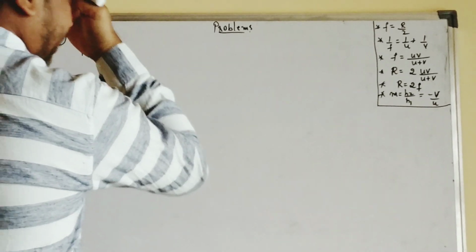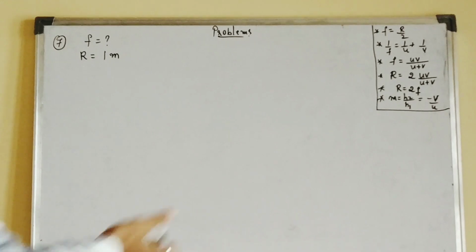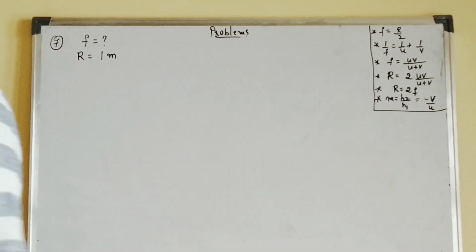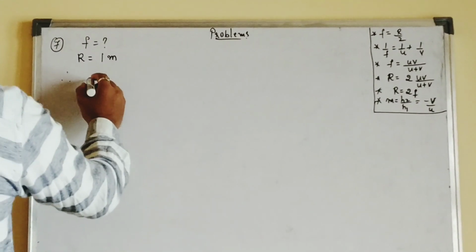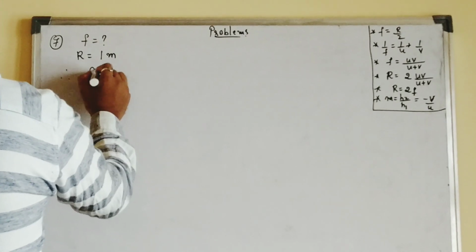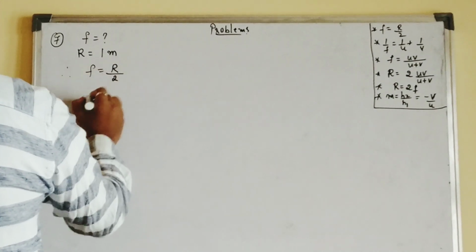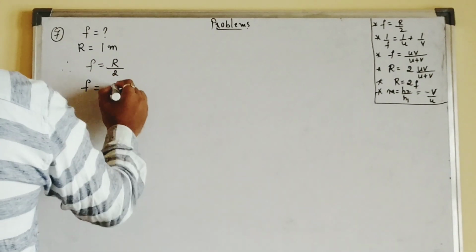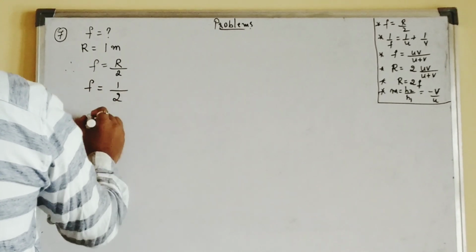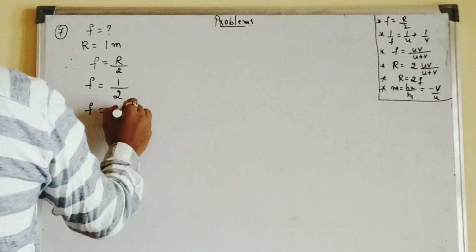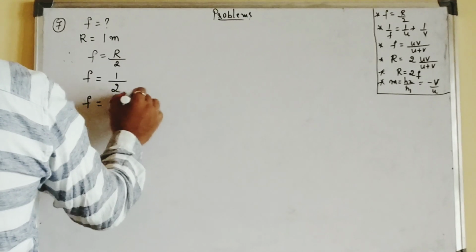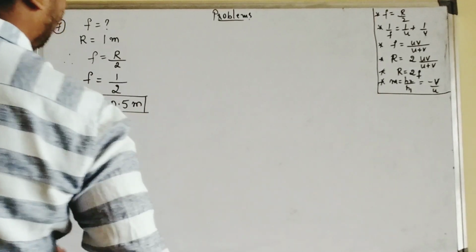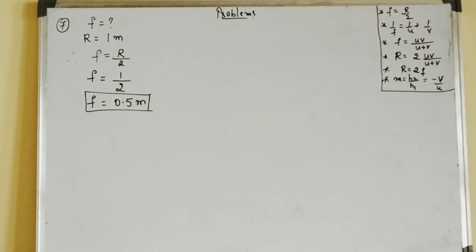You have to find the focal length. Now, which formula you have to use? The relationship between focal length and radius of curvature. Therefore, f = R/2, or f = 1/2. 1 by 2 means half, that is 0.5 meters. So, focal length will be at 0.5 meters. Okay.